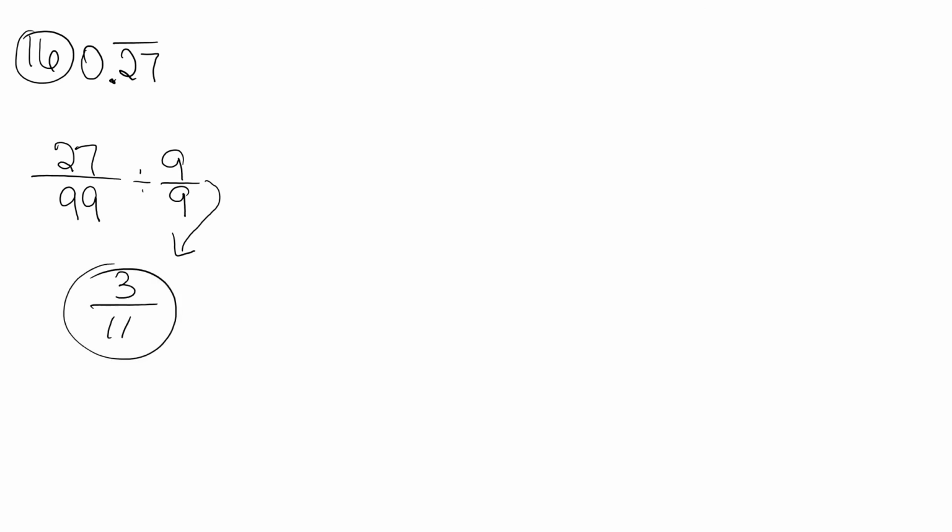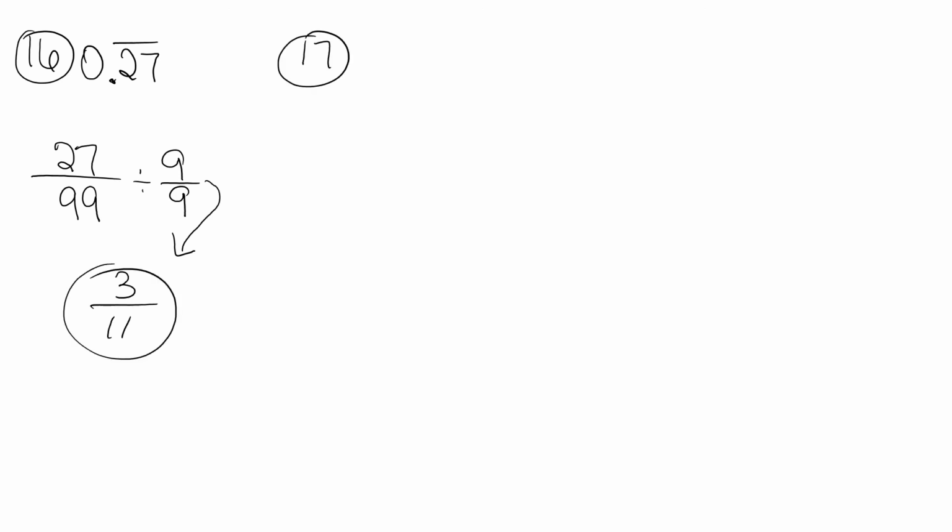Number 16, 0.27 with the line over the 27. So 27 is repeating. So since the 7 is in the hundredths place, and it's a repeating number, we're actually going to take 1 away from that 100, and that's going to give me 99. And we're going to put 27 in the numerator. The other thing you can think about is, since it is all repeating, you had 2 digits that were repeating, the 2 and the 7, so you need 2 9s in your denominator. I do need to simplify here, so I'm going to divide my numerator and denominator by 9, and then my reduced answer would be 3 over 11.